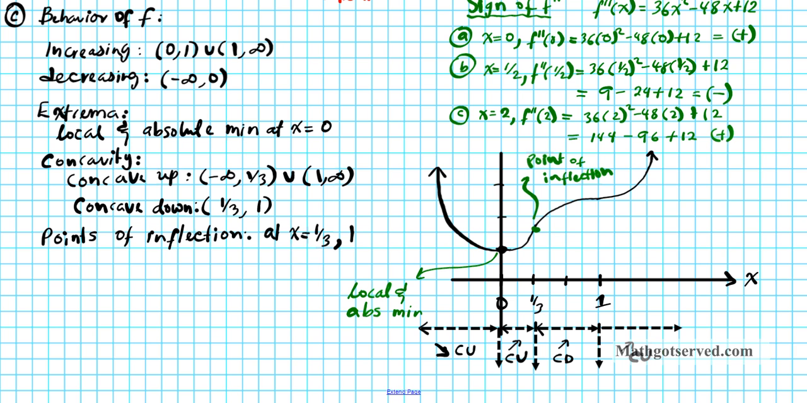All right, so let's label this as D. This is the graph. This is D, the graph.